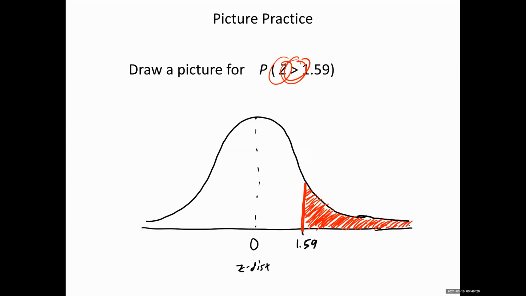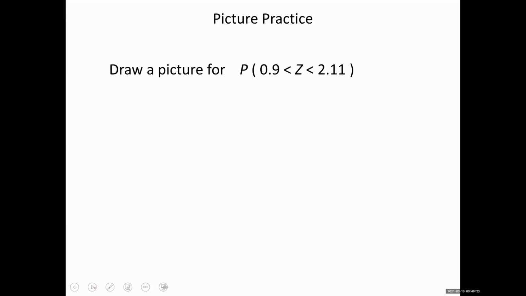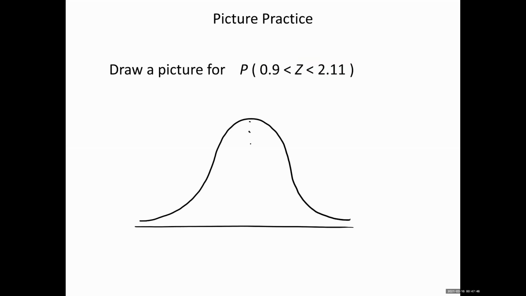Let's go ahead and try this next one. Once again, I'm giving you notation for a probability. For a continuous random variable, probabilities are areas. I want you to draw the picture for this. So again, the way you draw it: number line, standard normal distribution, the dotted line here, put 0 there, and then put Z distribution here.